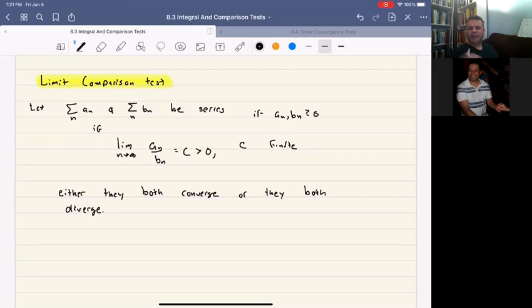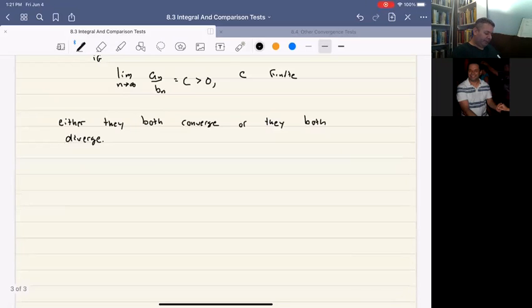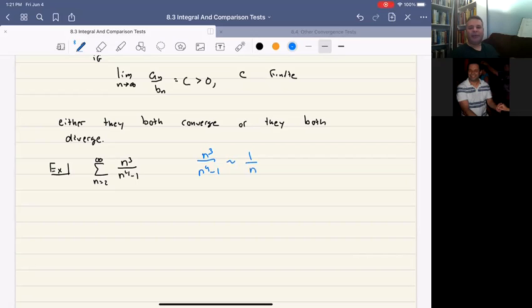Okay, so let's take a look at that last one we were just looking at. We were looking at the sum, n goes from 2 to infinity, of n cubed over n to the fourth minus 1. One of the things we notice is that n cubed over n to the fourth minus 1 kind of looks like 1 over n. And we know that the sum of 1 over n is divergent.